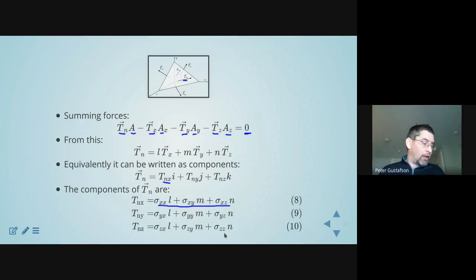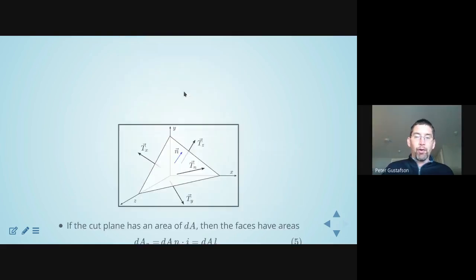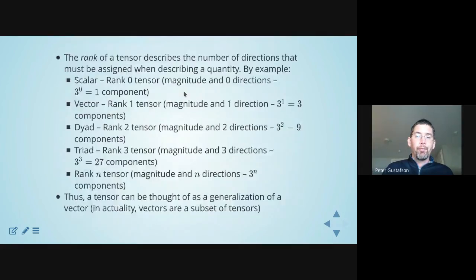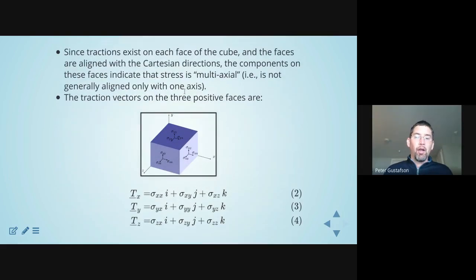So Nicole is asking, can you explain the negatives on the summing forces again? I sure can. Let me go back to this slide here. In fact, let me go back a few more slides. So what I drew here was my parallelepiped, the positive x face and the positive direction. So the traction vector that was positively drawn on this face was positive. Positively drawn on the y face was positive. Positively drawn on the z face was positive.